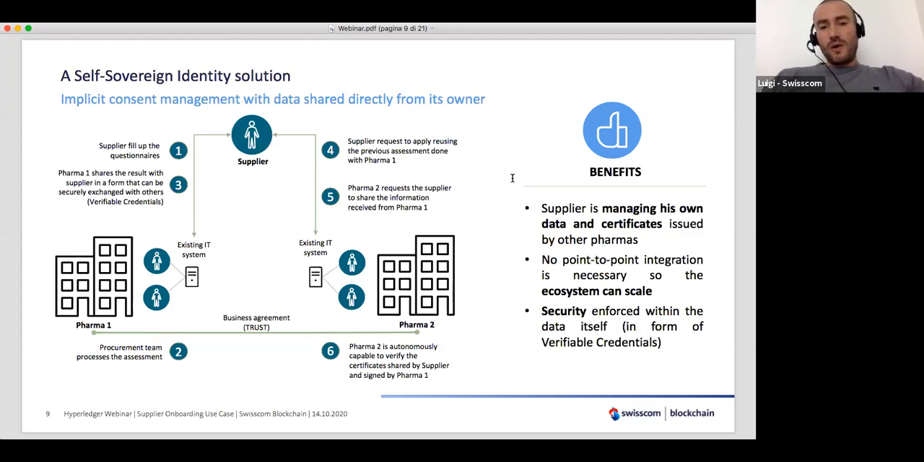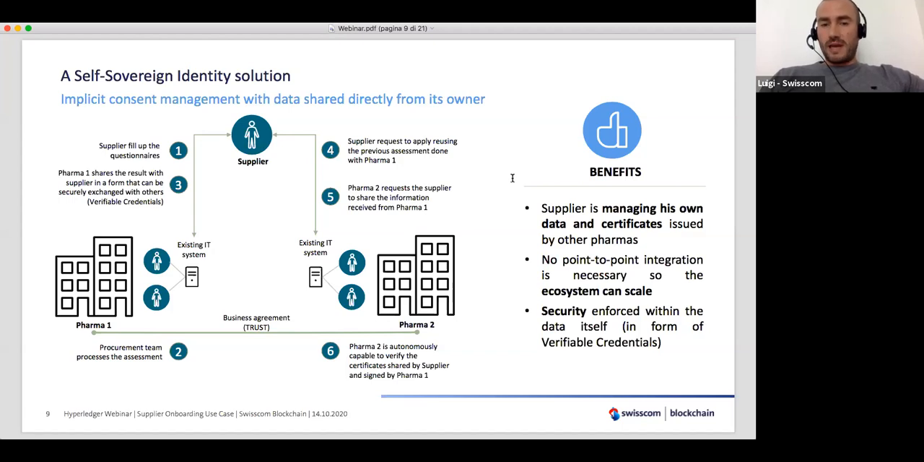And finally, once Pharma 2 receives this data, another very important advantage that is enforced by SSI is the fact that Pharma 2 will be capable of validating the content of this data without connecting directly with Pharma 1.